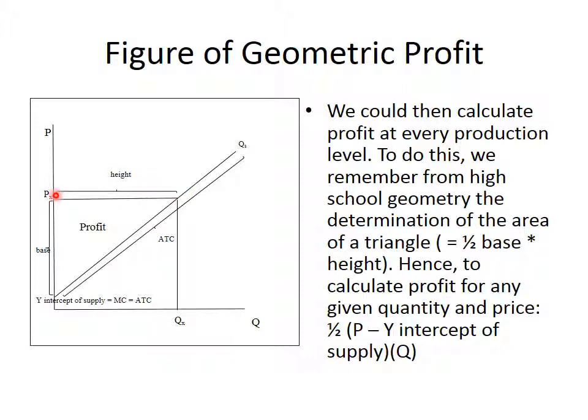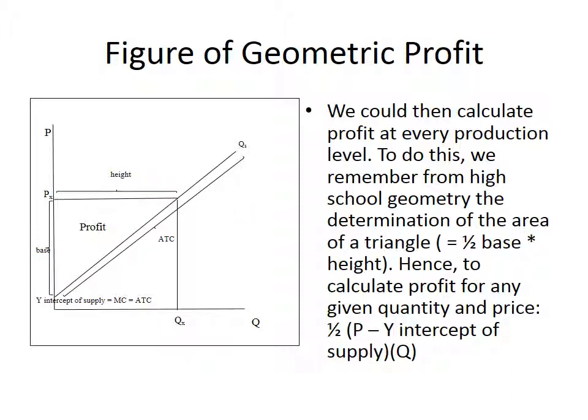If I remember my high school geometry correctly, the area of a triangle is 1/2 base times height. It doesn't really matter which one of these two things, by the way, we use as base and which one we use as height. It's multiplicative, so we use the associative principle of mathematics. 1/2 base times height.